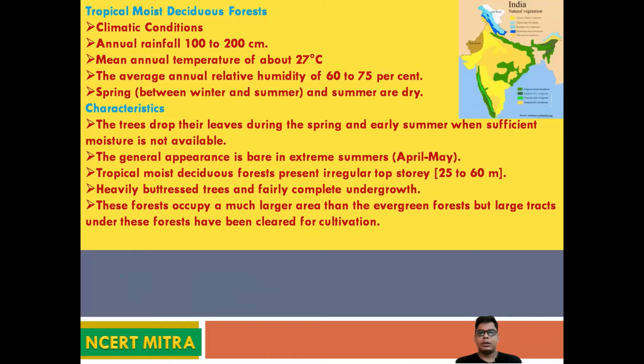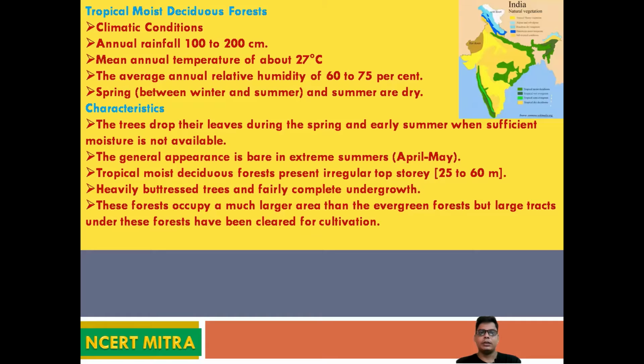Today we are going to discuss another topic in the same chapter, the tropical moist deciduous forest. Moist deciduous forest can be found over different parts of India, as you can see in this area. What are the climatic conditions required for the moist deciduous forest? The annual rainfall must be 100 to 200 centimeters, the mean annual temperature about 27 degrees centigrade, and the average annual relative humidity 60 to 75 percent.